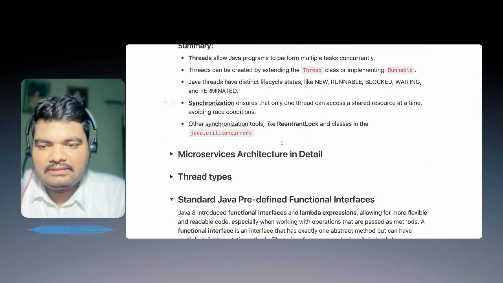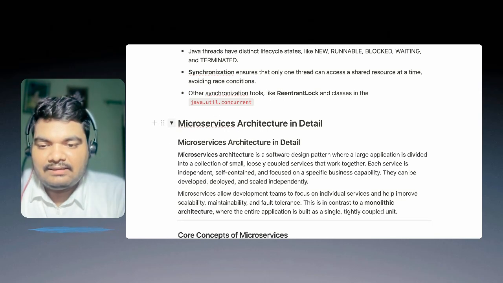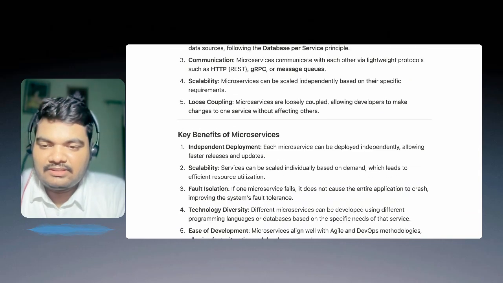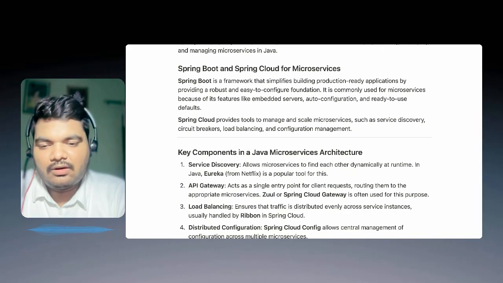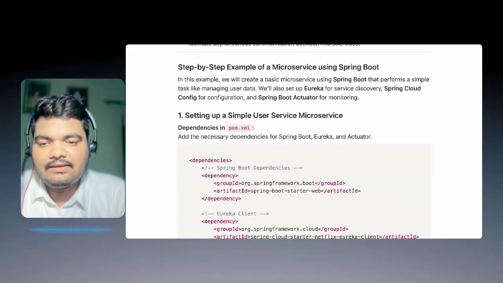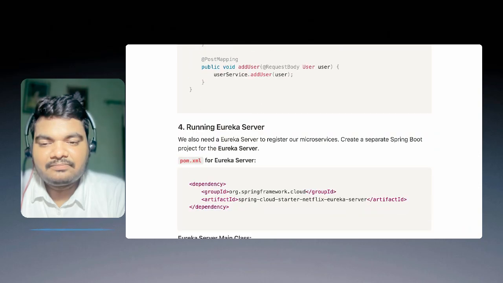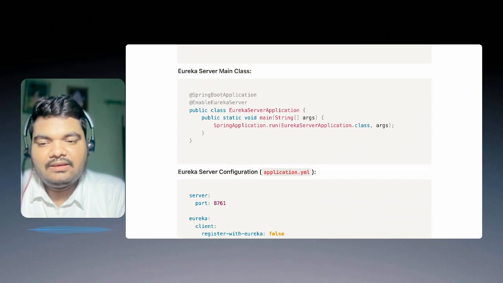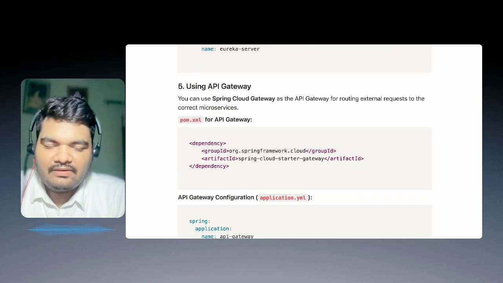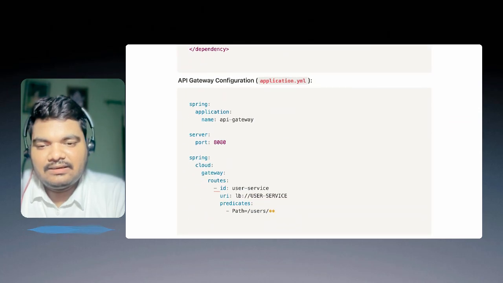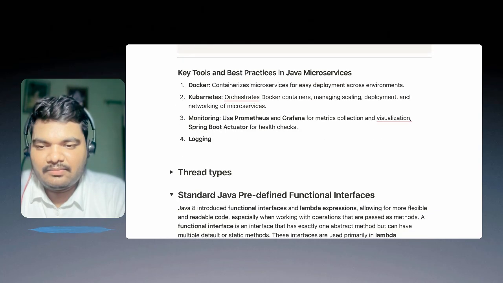Then I've tried to summarize. Another important question that comes up is microservices architecture in detail. A lot of questions will be from microservices for sure. So you must understand the architecture completely. I have covered a lot of points in this document that will give you complete information and its implementation in Java. You can see a lot of code snippets and the step-wise process to implement it, right? So this information you can easily get from here.